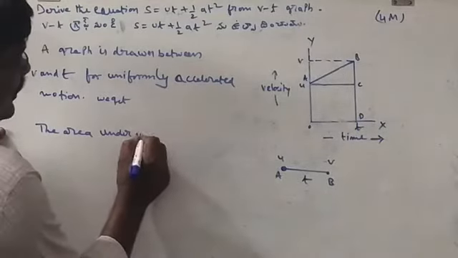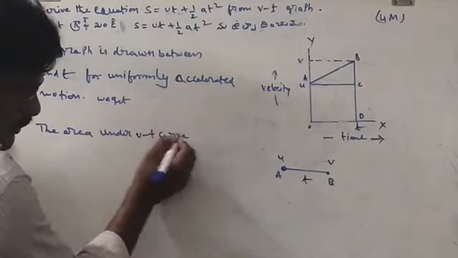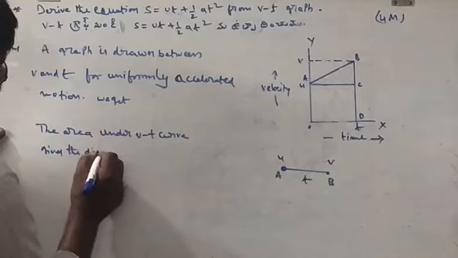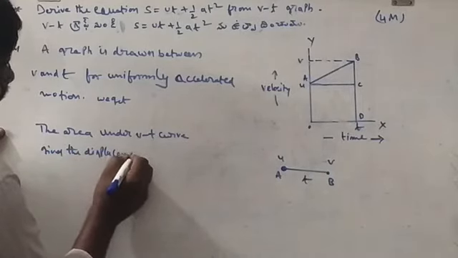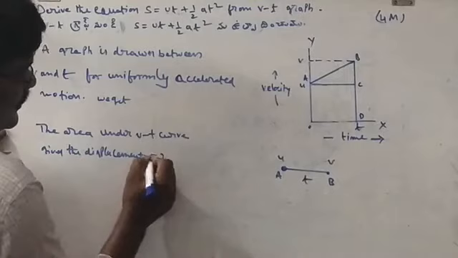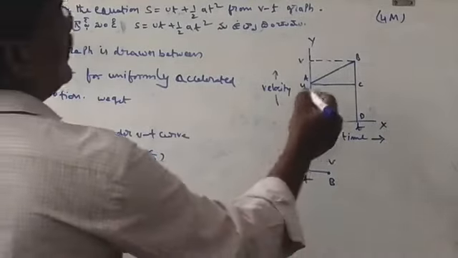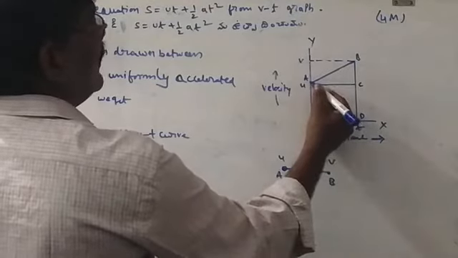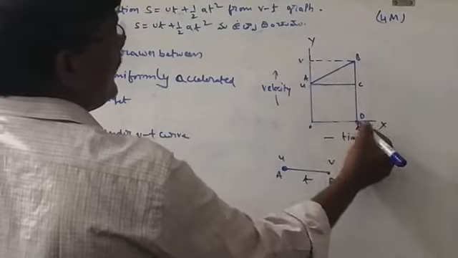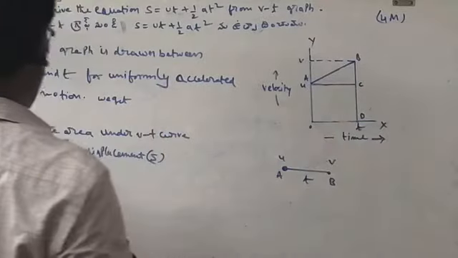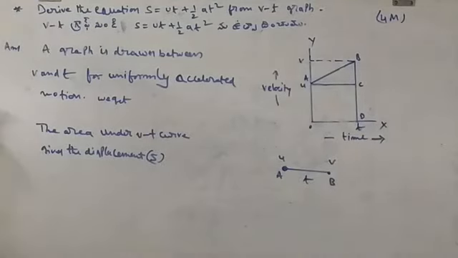The area under VT curve gives the displacement S. The area, that means area of O, A, B, D, O is equal to displacement. Area under VT curve gives the displacement.